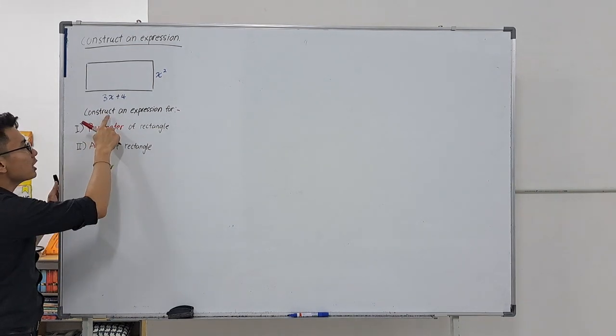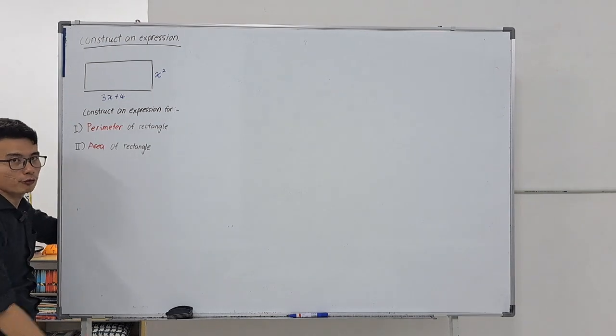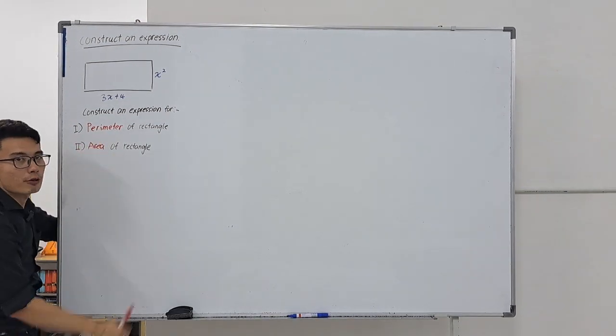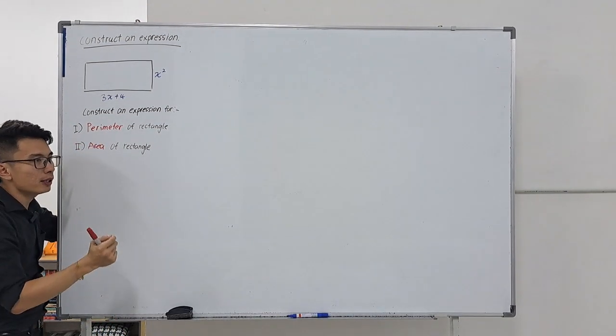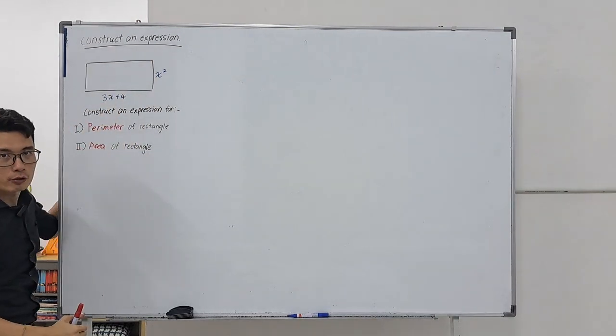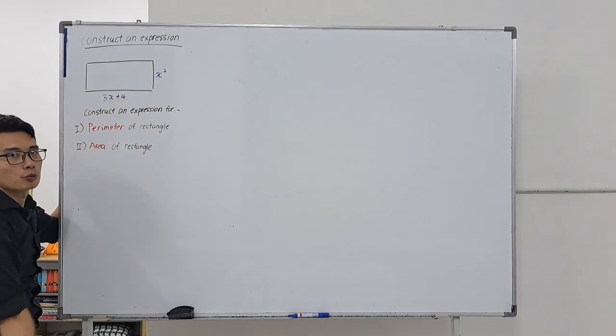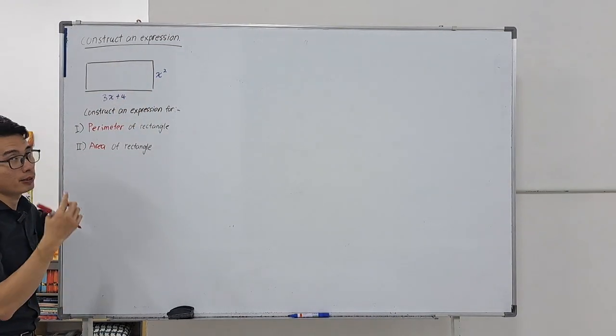They're asking you to construct an expression for the perimeter of the rectangle. So again, what's a perimeter? Now remember, perimeter is the total length of its boundary. Boundary means all the sides, all the sides added up together. That's what perimeter is.